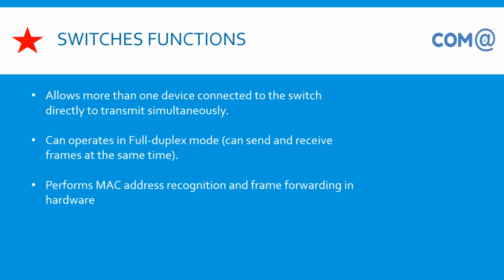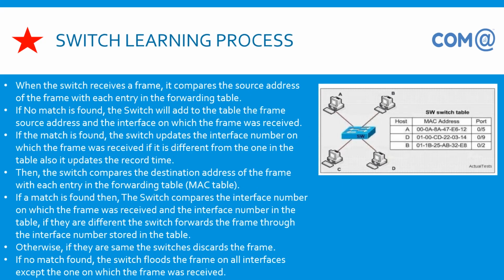We have 8-port switches up to 48-port switches available in the market. If you go for data center based operations, you'll have splitters. That 48 ports can be split into 96 ports using a splitter, right? When it goes to destination systems, 48 ports on the switch will be consumed as 96 ports in a real-time environment. That is a different story about the data center. It can operate in full duplex mode, and it performs MAC address recognition and frame forwarding in hardware.